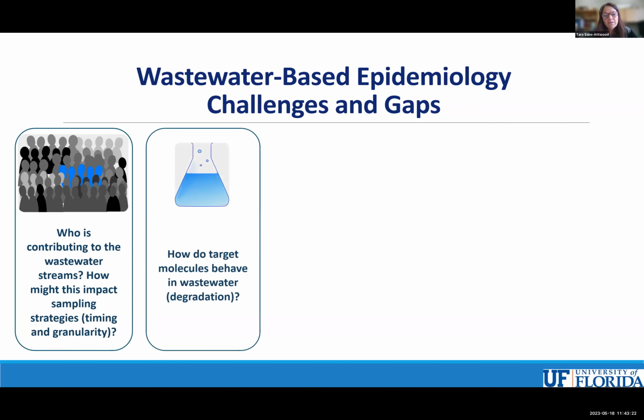Another challenge that we have is how target molecules behave in wastewater. And so what you're doing is you're taking a measurement and you're making a calculation of, say, fentanyl consumption rate. But if a lot of that compound is degraded along the way in wastewater, then it may not be a real accurate reflection of what's going on in the community. So having a better understanding of how those molecules behave in wastewater, I think, is critical in understanding what the levels actually mean from a health standpoint.